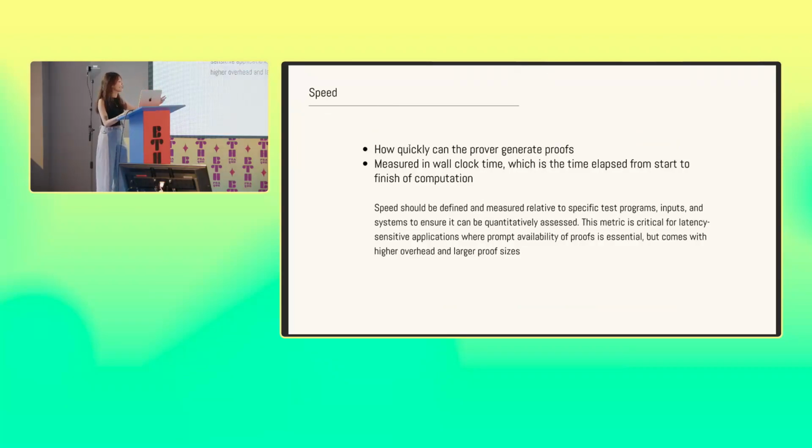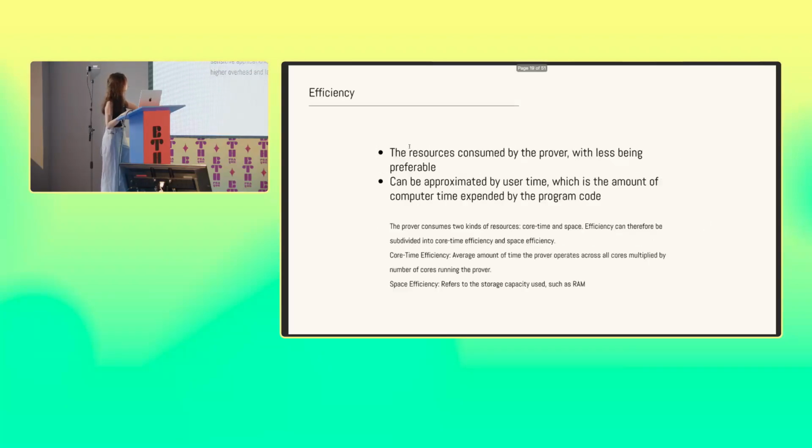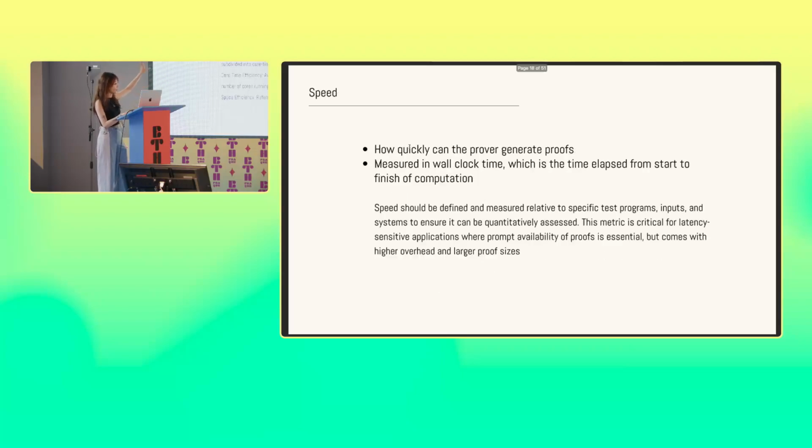So speed means how quickly the prover can generate a proof, right? We measure this in wall clock time, which is the time from the start to the finish of the computation. And efficiency means the resources consumed by the prover, and it is measured by user time. So for example, if you have multiple cores, and you're using 5 cores, and it takes 1 second, right? Then the single core user time here is like speed.